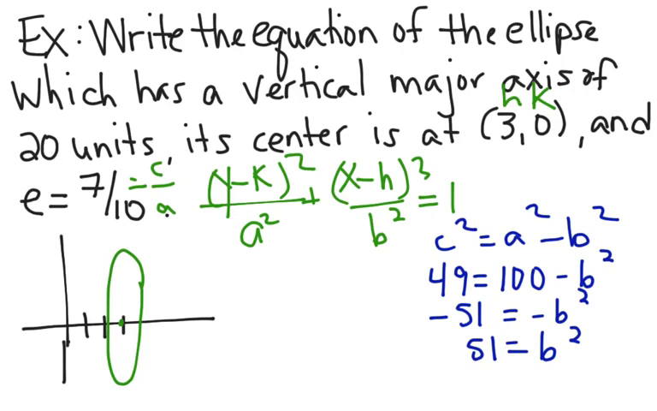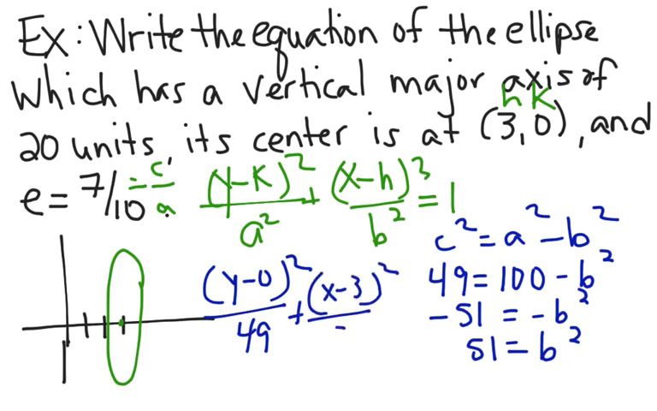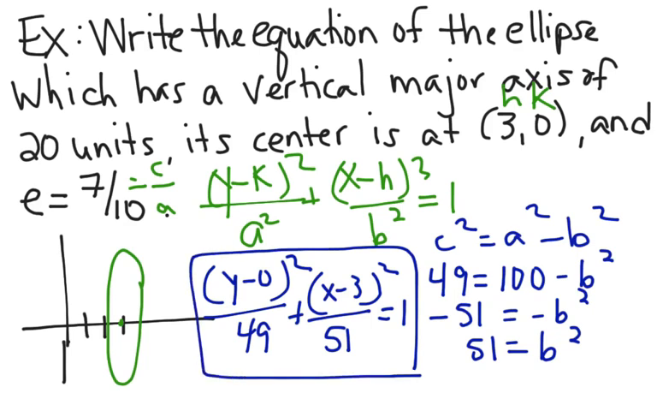So the equation of this ellipse is (y minus 0) squared over 100 plus (x minus 3) squared over 51 equals 1. And that's how we use the eccentricity to help us find the equation of an ellipse.